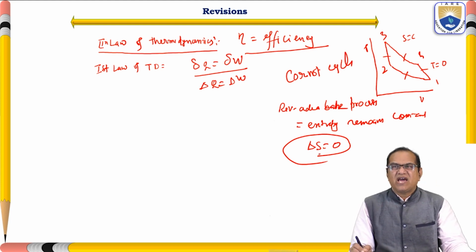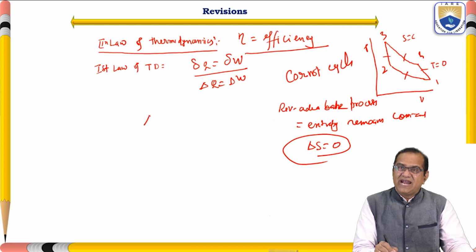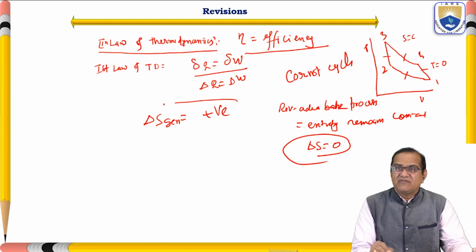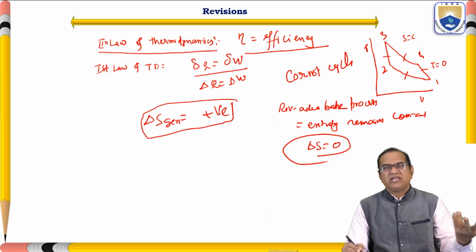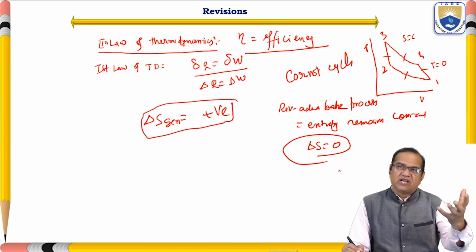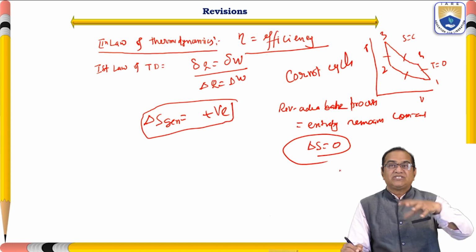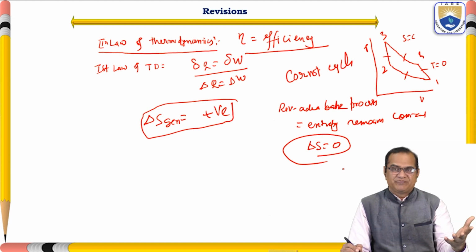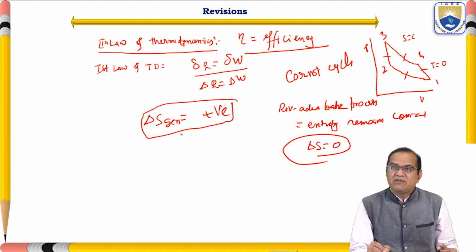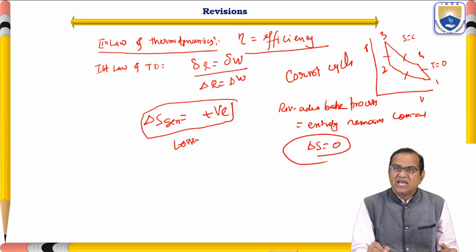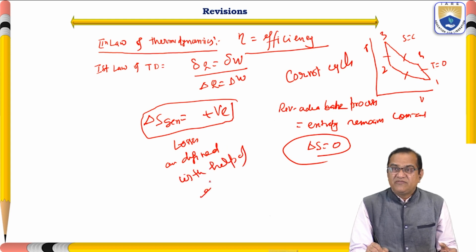But in the real sense, everywhere there will be entropy generation. This generation will always be positive for any system where heat and work are interacting, and you are getting power with the help of heat, or generating heat with the help of work. So anything which you do, there will be some losses, and these losses are defined with the help of efficiency.